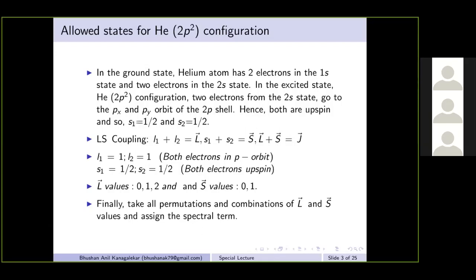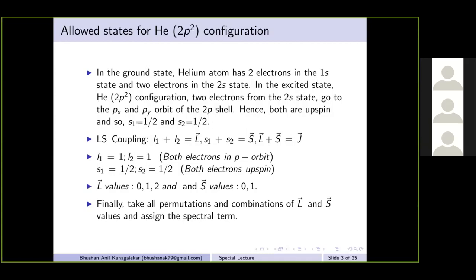Allowed values of S: S1 is equal to half and S2 is equal to half. So from mod of S1 minus S2 to S1 plus S2, the allowed values of capital S are 0 and 1. So we take the combinations of all L values and all S values to arrive at the term values.